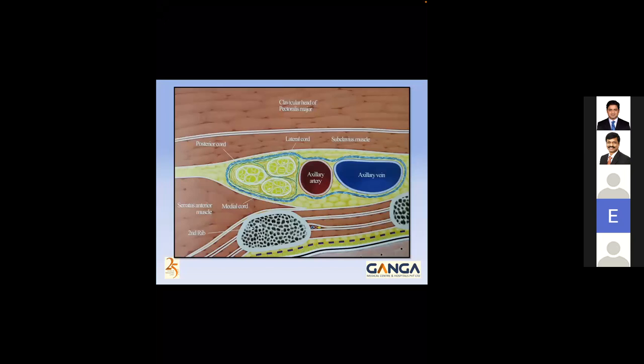This diagram shows you the arrangement of the muscles and the neurovascular bundles in the costo-clavicular space. The pectoralis major muscle is above, the subclavius muscle below, and the axillary vein medially, the artery in between the nerve and the vein, and the cords of the brachial plexus are arranged lateral to the first part of the axillary artery.